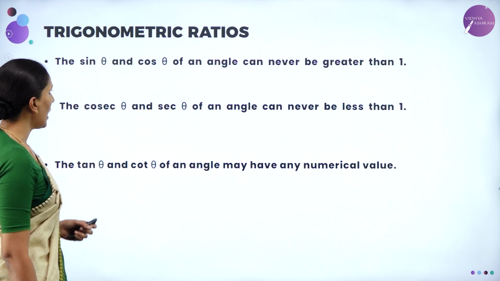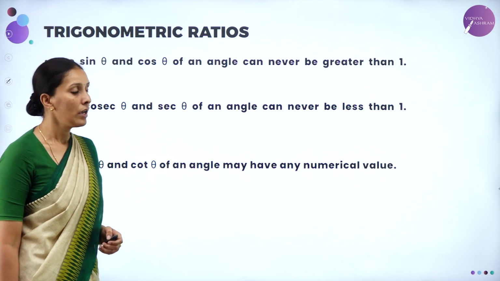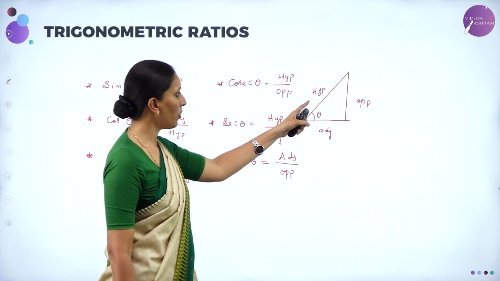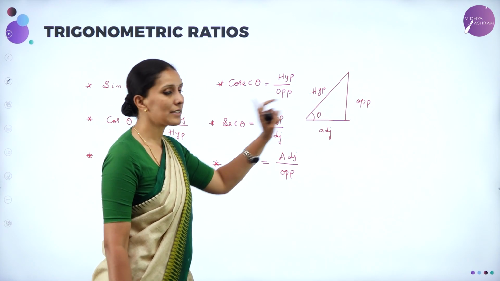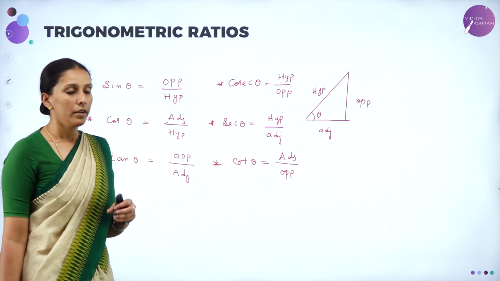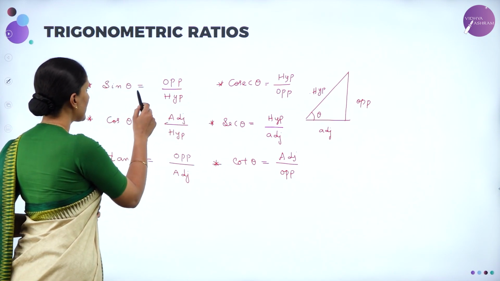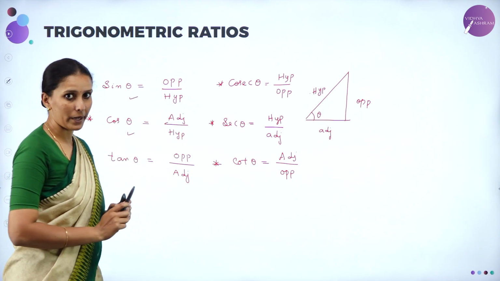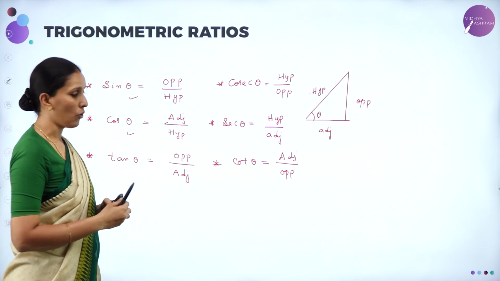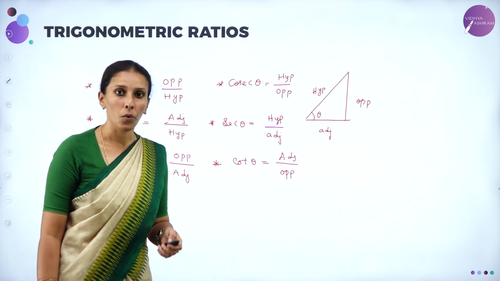The sine theta and cos theta of an angle can never be greater than 1 because we know that the hypotenuse is the maximum length and the other two are less than the hypotenuse. Now, since hypotenuse is the greater value, in sine and cosine function, hypotenuse is in the denominator. So, which is the greater value? Obviously, the ratio of these two must be less than 1.